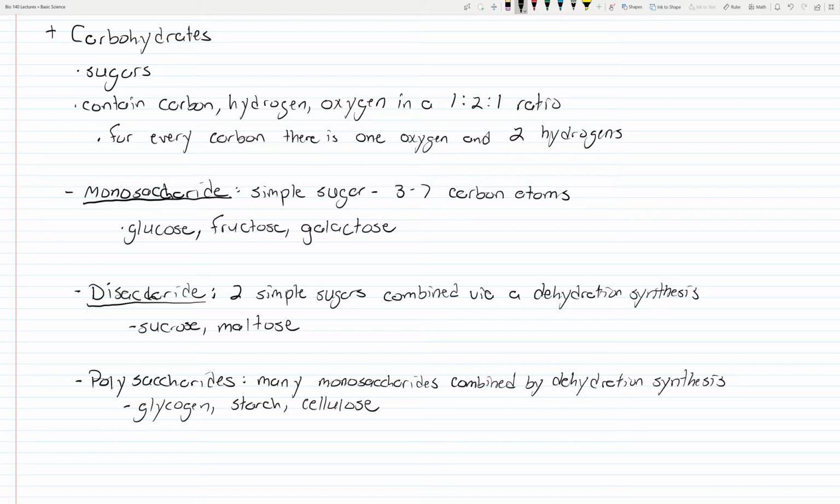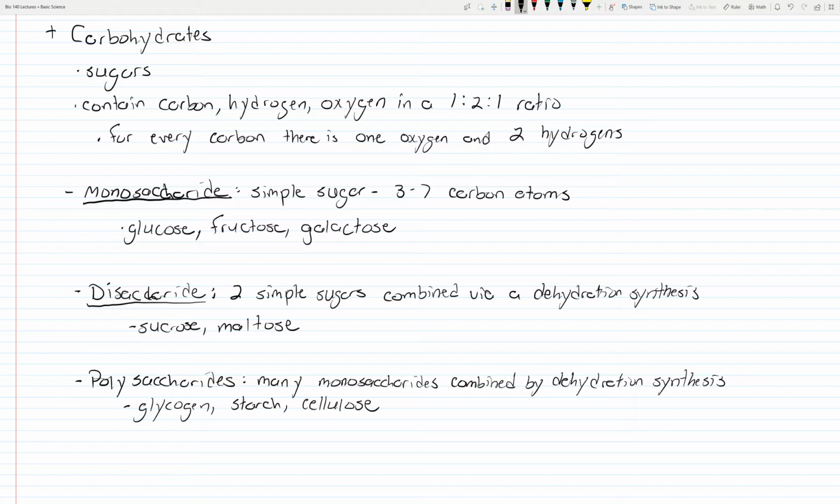Glycogen is the storage form of glucose in our bodies. Starch is the plant form, so a lot of starch in potatoes. And cellulose is an actual plant structural sugar. It's like in celery, the stuff you can't digest in celery, that's the cellulose in there, because we can't digest it. So those are carbohydrates.